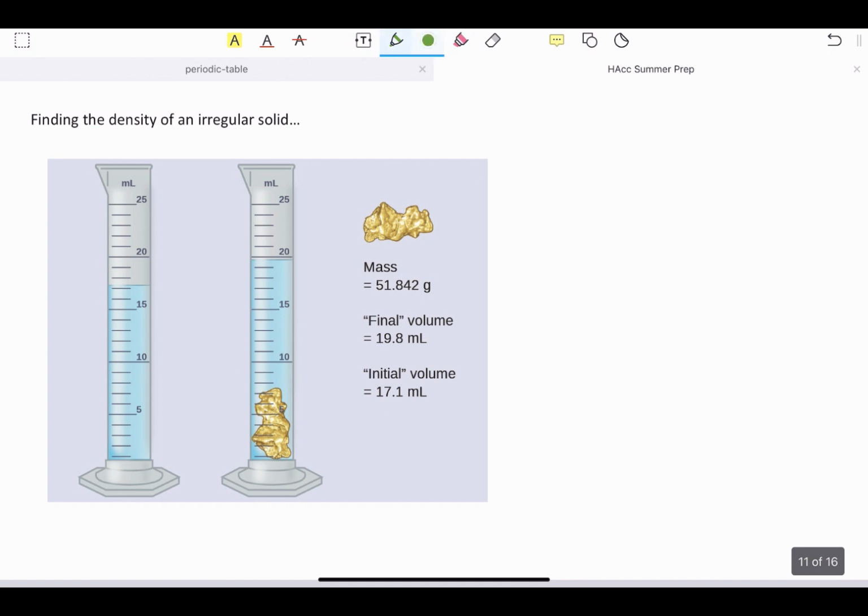Now, going on to other things that should be familiar to you, let's say that we have an irregular solid, this hunk of gold right here. And we sure would like to find its density. You would think to yourself, density equals mass over volume. That's what you learn in middle school somewhere. So we need to find the mass of this hunk of gold. Check.